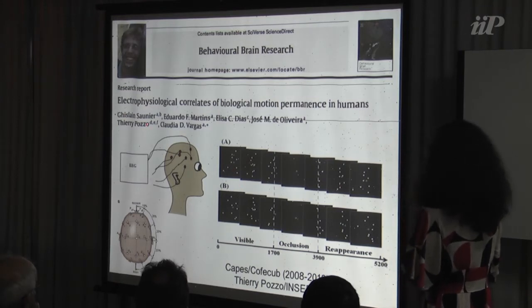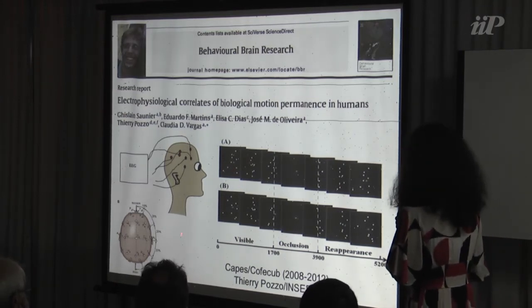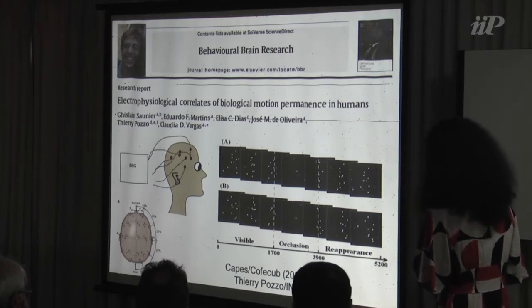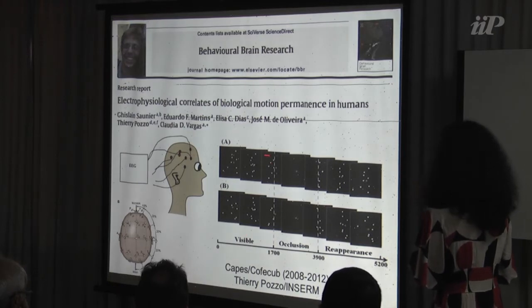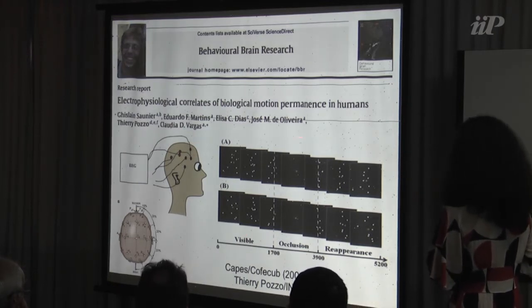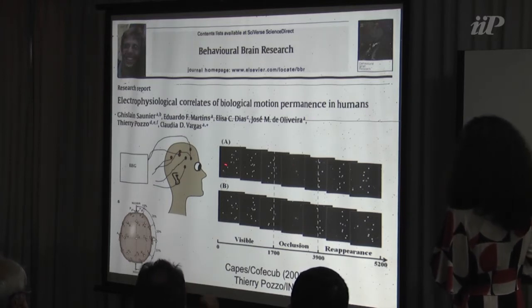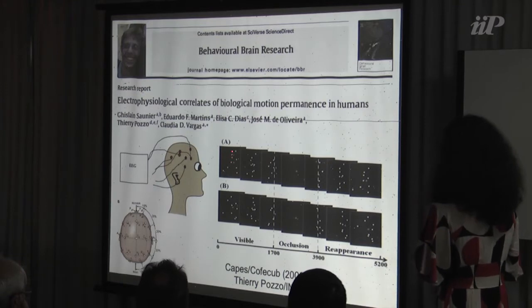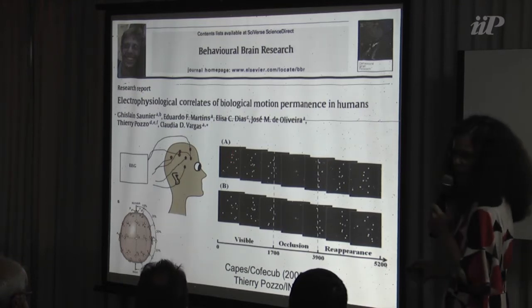And the idea was to try to figure out, through the measure of the brain activity evoked by the visualization of these dots through EEG, what would happen in this period where the person sees a walking figure disappearing and then reappearing behind the curtain.